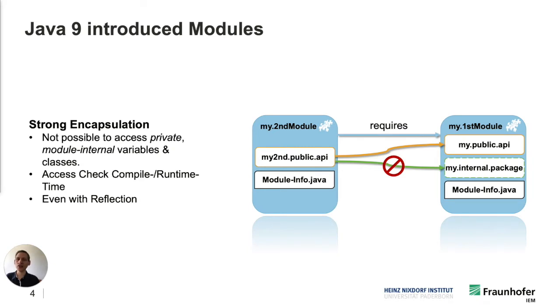For instance, if I have a second module that requires my first module, then all classes in my second module may only access types of the exported package myPublicAPI. Any access to module internal classes is prevented by the virtual machine during compile time and runtime, even if I use reflection in the second module.